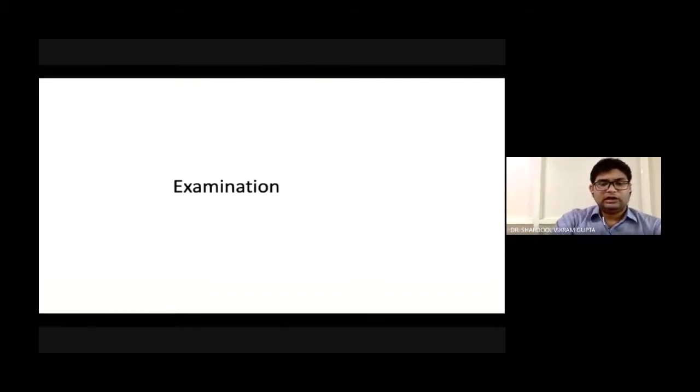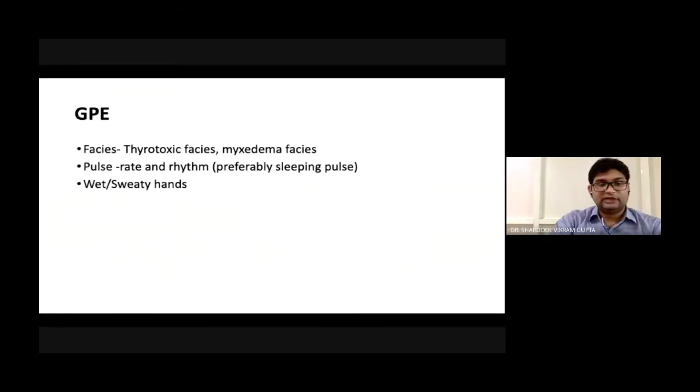So now coming to examination of the thyroid swelling, you will first see the face of the patient, whether there are any thyrotoxic symptoms on the face, whether it is myxedema facies or not. And then you will look for the pulse, rate and rhythm, preferably a sleeping pulse in case of hyperthyroidism. If someone asks which type of pulse you will see, you will say sleeping pulse, when the patient is quiet. And you will look for wet or sweaty hands.